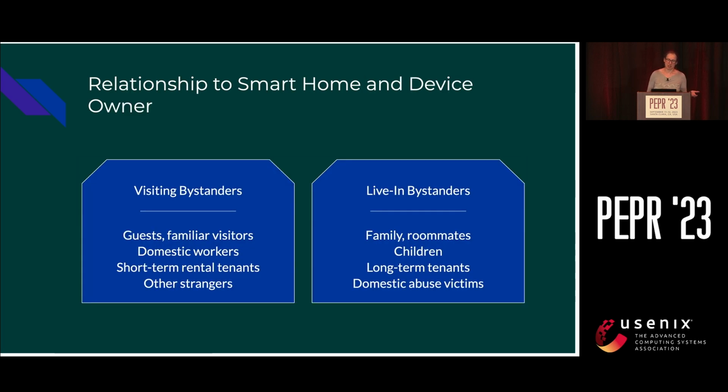Bystanders can also be considered in terms of their relationship to the smart home or to the device owner, so studies will often target specific types of relationships. That might be visiting bystanders, such as guests and family members, domestic workers, tenants in short-term rentals like Airbnb, delivery people or other strangers, or it could be live-in bystanders within the home: family members, spouses or roommates, children, long-term tenants, certain domestic workers. Literature has also looked at issues for victims of intimate partner violence or domestic abuse. These different types of relationships tend to have different power dynamics, with different implications for control over what happens in the home.